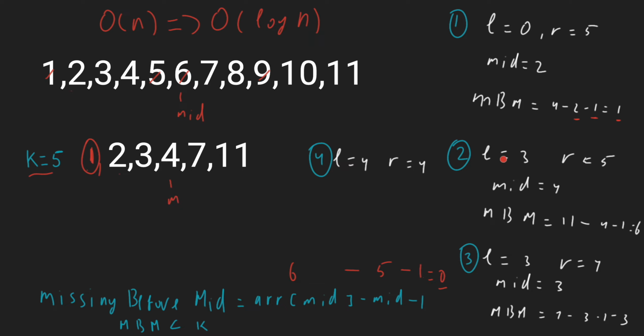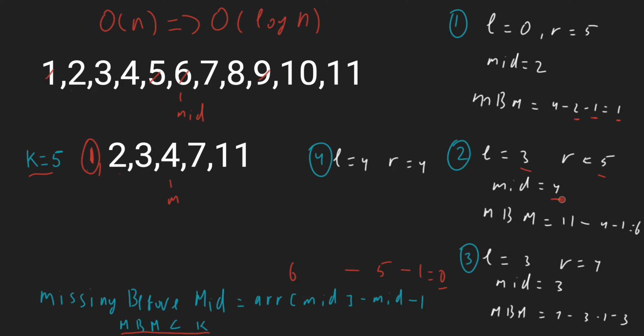Now, since 1 is less than k, it means that our value is located on the right side of our array. So we are moving our left pointer: left is mid plus 1, so we move that to 3. Our right is equal to 5. We calculate our mid.